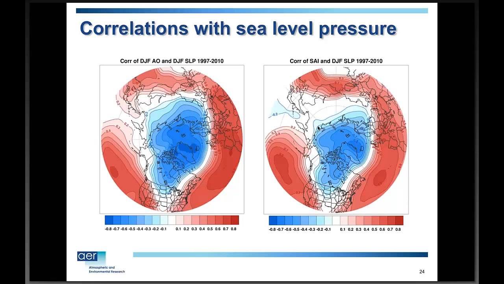I think it's quite striking. And if you're used to looking at climate, trying to find relationships in climate, where leading correlations are hard to do, the pattern correlation between these two figures is about as close to 0.9.